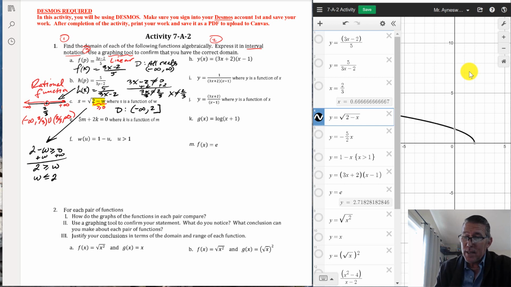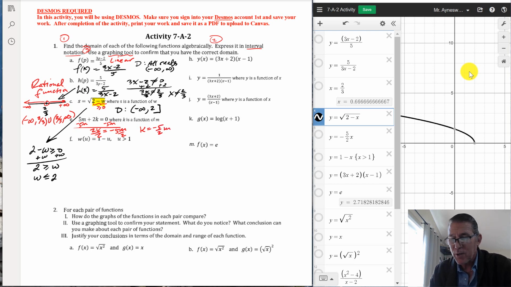Okay, next one here. So 5m minus 2k equals 0, where k is a function of m. So let's solve for k. Let's just subtract 5m, and I get 2k is equal to negative 5m. Divide by 2. I get k is equal to negative 5 halves m.